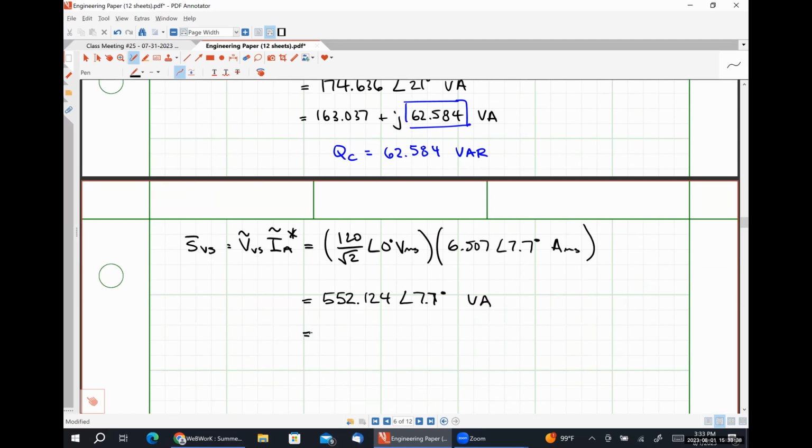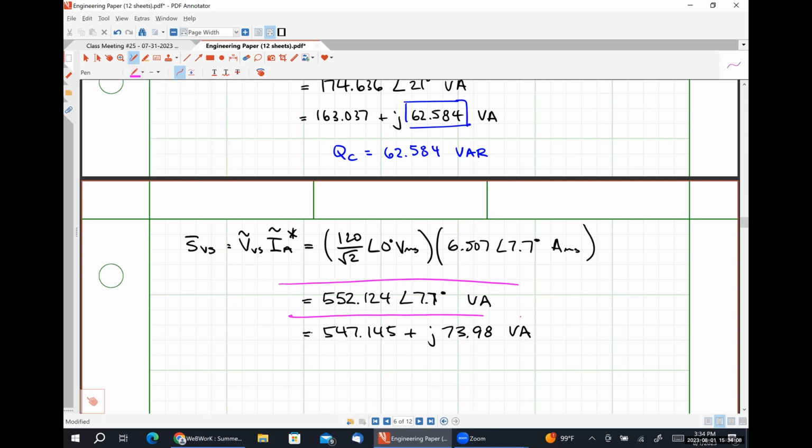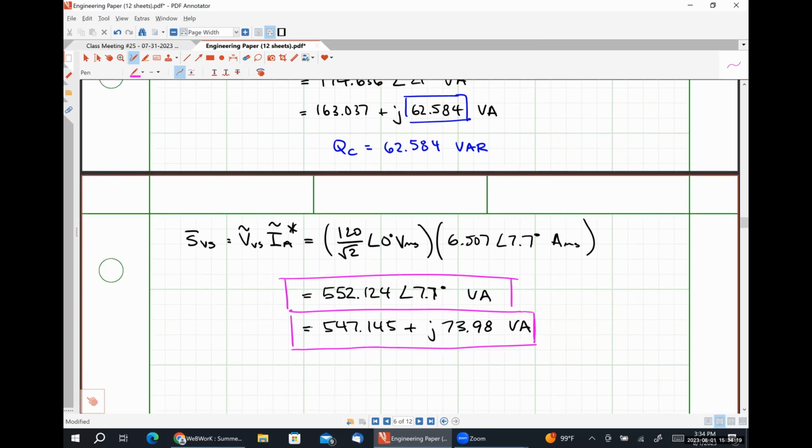or in rectangular form, 547.145 plus J 73.980 volt ampere. And because we were looking for complex power, both of these representations are correct, right? So if we want the complex power, we don't need to pick this thing apart because it's the big picture thing that we were trying to solve for from the beginning.